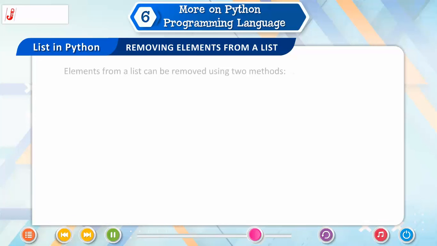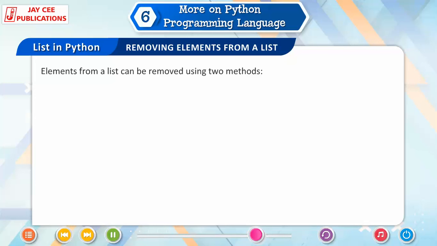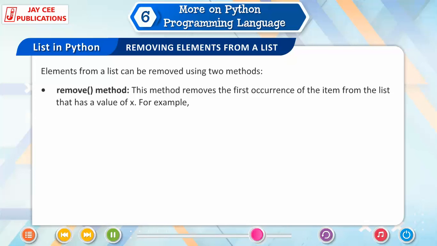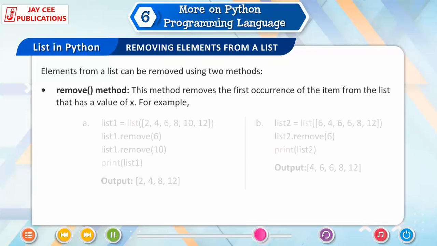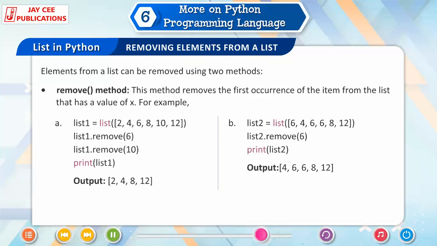Removing elements from a list. Elements from a list can be removed using two methods. Remove method. This method removes the first occurrence of the item from the list that has a value of x. For example, a) list1 = list([2, 4, 6, 8, 10, 12]); list1.remove(6); list1.remove(10); print(list1). Output: [2, 4, 8, 12].